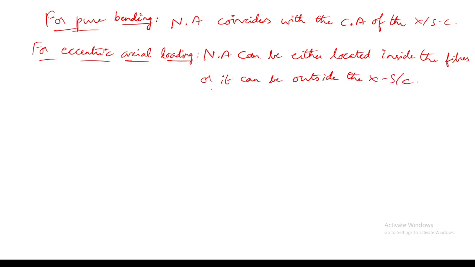Sir, outside the cross section means it is not there? Yeah, it is not there. Actually, it is located in an imaginary position. Okay, that is the meaning of outside the cross section. Maybe we will do some problems and then you will get to know. You will be clear with what I am saying.